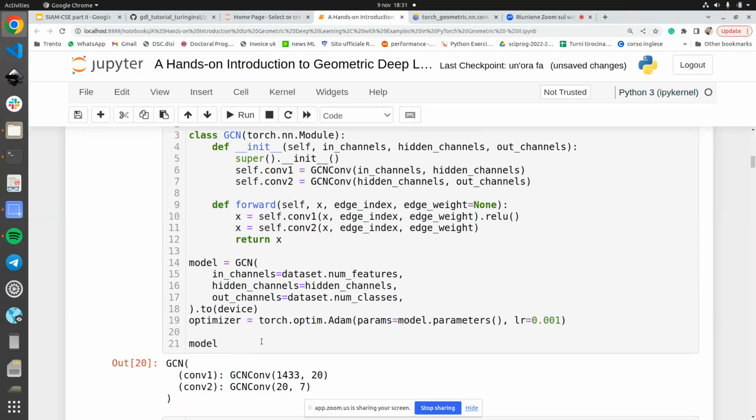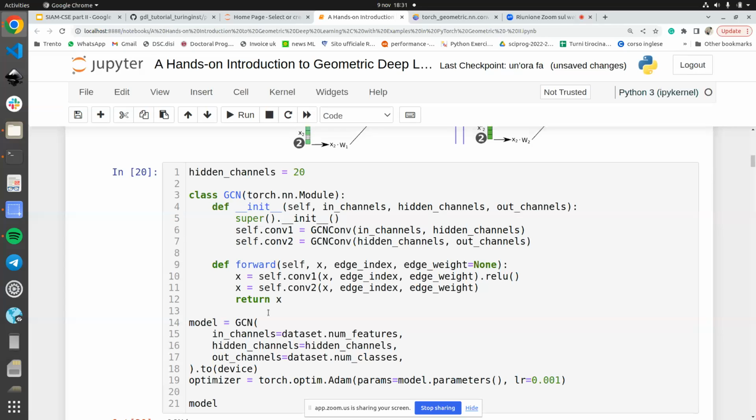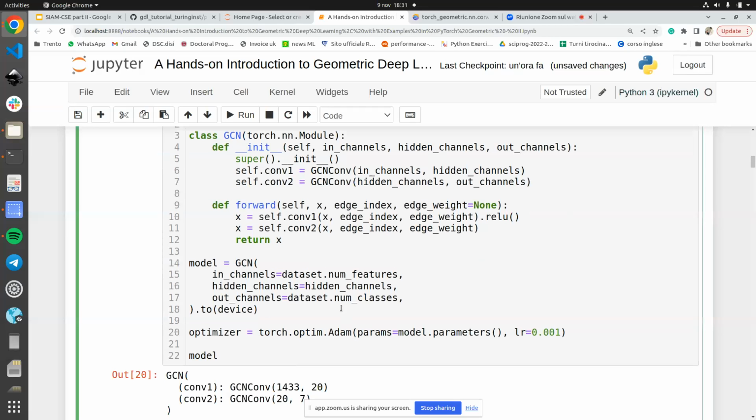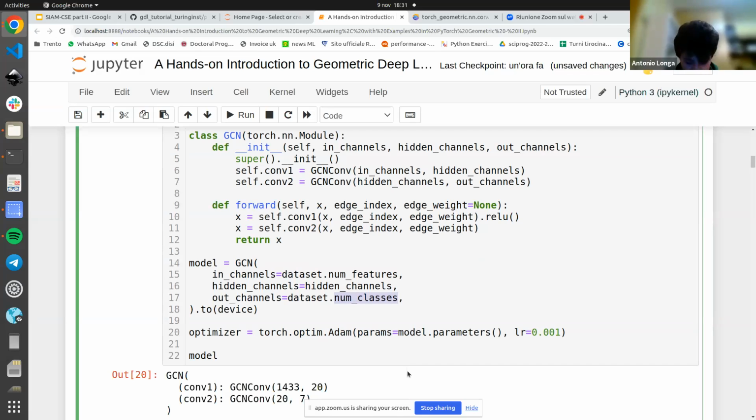I have a question up there about the output. You say the output is equal to dataset.num_classes. So the number of classes is already known, or do you have to specify it?